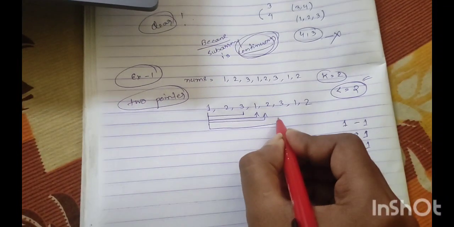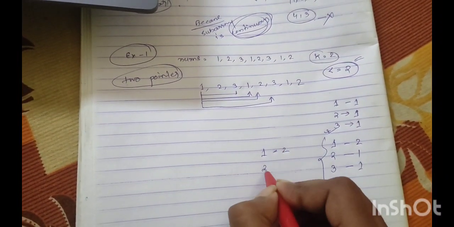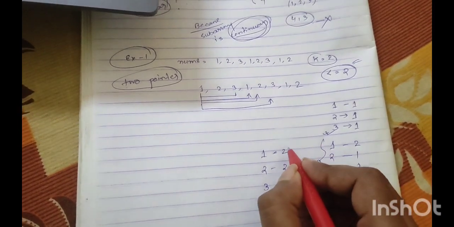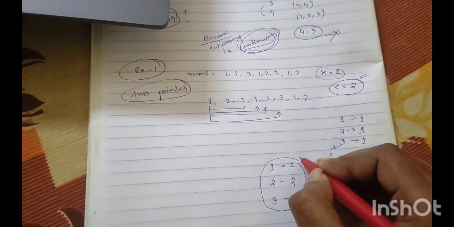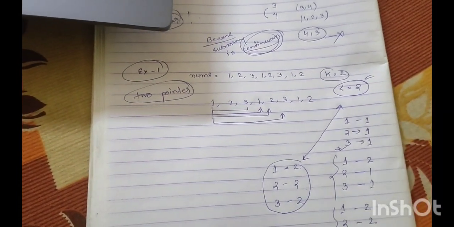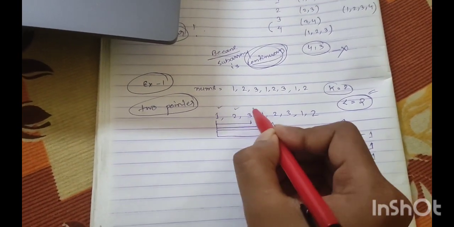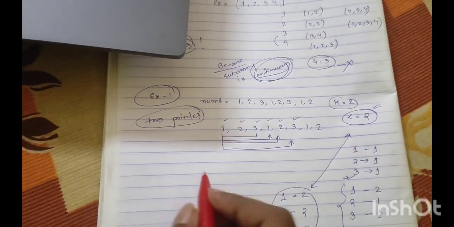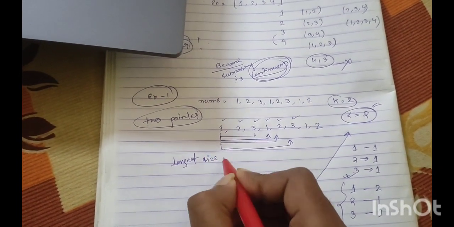Now we are checking this size of array. 1 occurs 2 times, 2 occurs 2 times, and 3 occurs 2 times. All are satisfying the condition. And you can check the longest size: 1 2 3 4 5 6, so the longest size is 6.